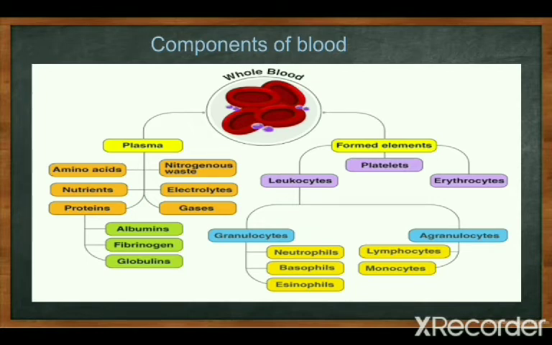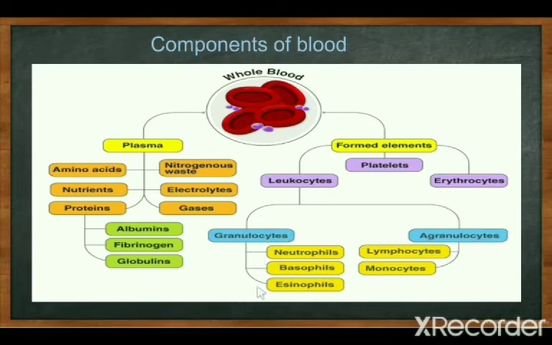It also helps in producing antibodies, that is, substances against disease. Leukocytes are divided into two categories on the basis of granules. Granules means structures present inside the cell: granulocytes and agranulocytes. In granulocytes, granules are present, but in agranulocytes, granules are absent.